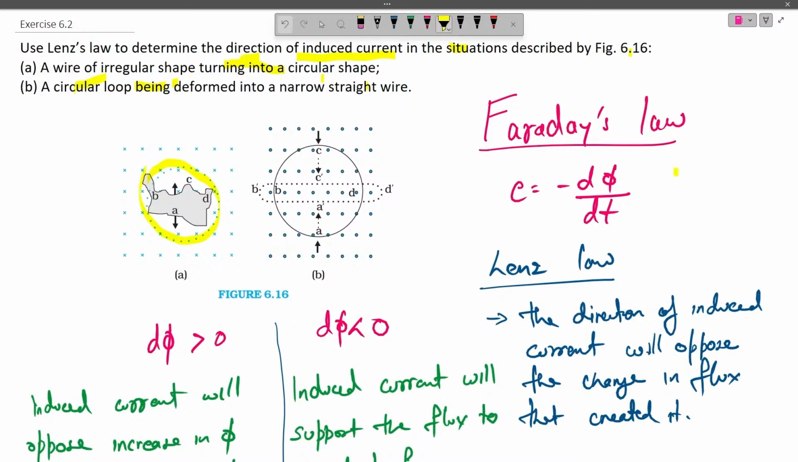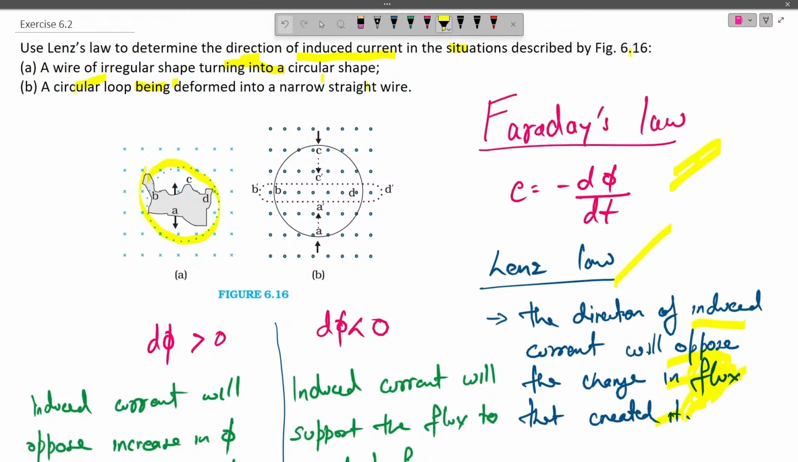Now we will use Faraday's law and Lenz's law to find the direction of current in these cases. Faraday's law says that the induced EMF, due to which the current flows, is equal to minus d phi by dt, where d phi is the change in flux and flux is the dot product of the magnetic field and the area vector. And Lenz's law says that the direction of the induced current will oppose the change in flux that created it. So we will have to focus on the flux and how it is changing, and the change in flux will be opposed. That's how the current will be produced.